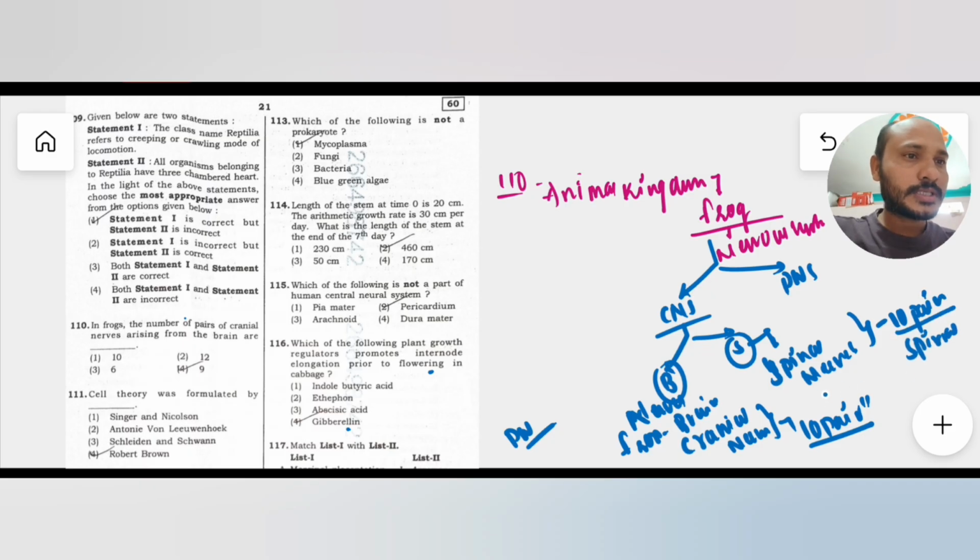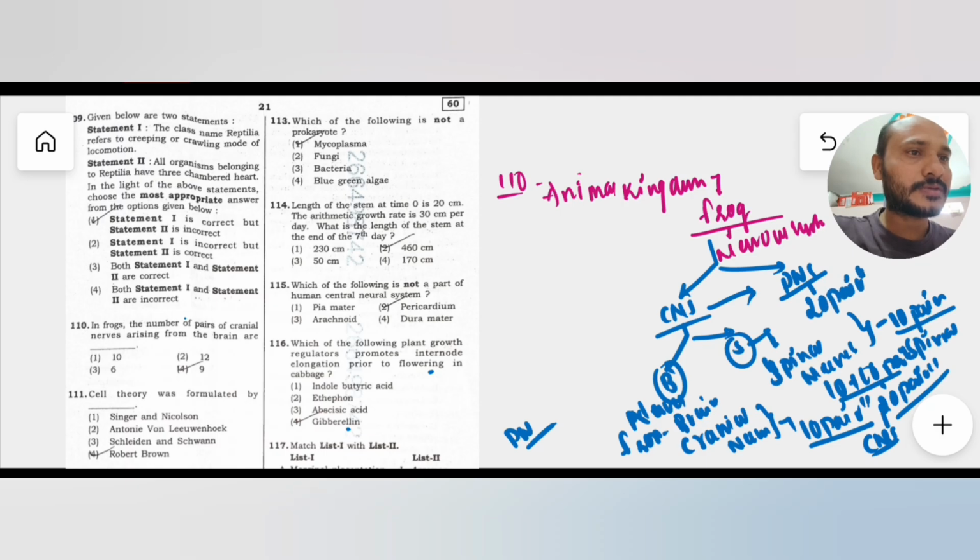So total 10 plus 10, total 20 pairs of nerves arise from the central nervous system. These 20 pairs of nerves which arise from the central nervous system become the peripheral nervous system. So the frog peripheral nervous system contains 20 pairs of nerves, in which 10 pairs are spinal nerves and 10 pairs are cranial nerves. Fine. So here the right answer is 10 pairs of cranial nerves arising from the brain. Such nerves are called cranial nerves.